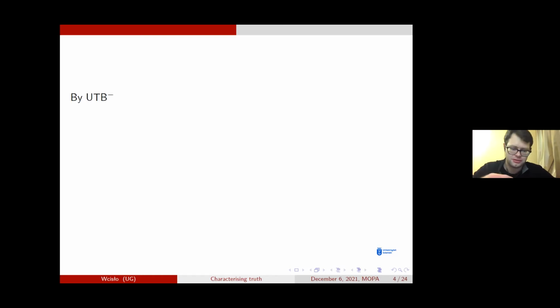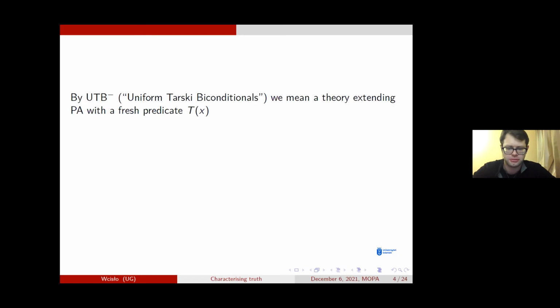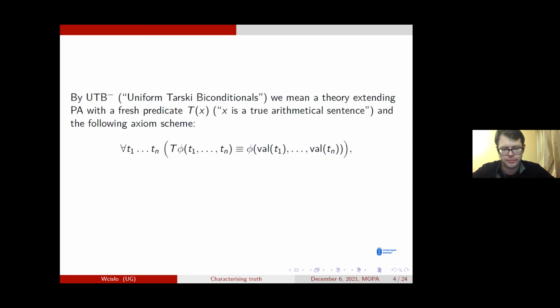You've already seen this, definitely, for instance, in Mateusz's talk, but you've probably seen it also before, for example, in the talks Mateusz or I have given at the seminars. UTB minus, uniform Tarski biconditionals, let me just remind you, is a theory that extends PA with a fresh predicate T, with the interpretation that x is a Gödel code of a true arithmetical sentence, in the following axiom scheme. So if we forget about the big parenthesis, the things in parentheses, then it really is just the Tarski scheme, right? Phi is true if and only if phi.